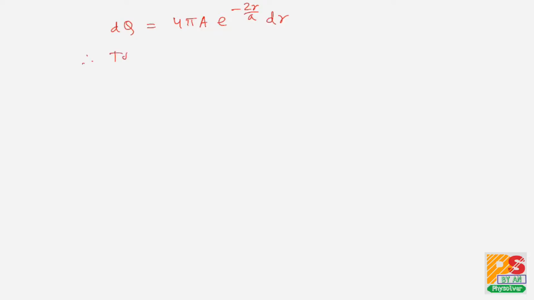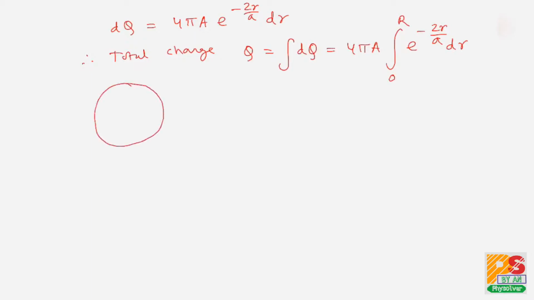Therefore the total charge is nothing but the integration of this: 4 pi A is constant, e to the power minus 2r by a dr. The limit should be 0 to capital R, because this is r, this is dr. Therefore the minimum possible radius of this shell would be 0 when it is here, and the maximum possible radius of the shell will be capital R. I hope you understand.